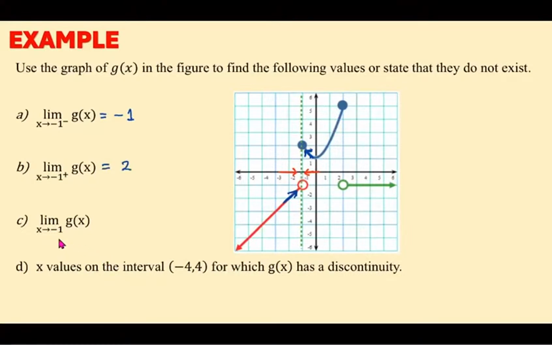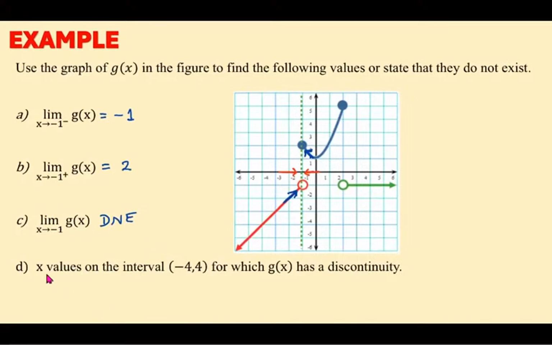Now, in part C, we have to find the limit. The left-hand limit is -1. From the right, you see that the right-hand limit is 2. The left-hand limit and right-hand limit are not the same. So the limit as x approaches -1 from both sides does not exist, because for the limit to exist, the left-hand limit and right-hand limit must be equal.